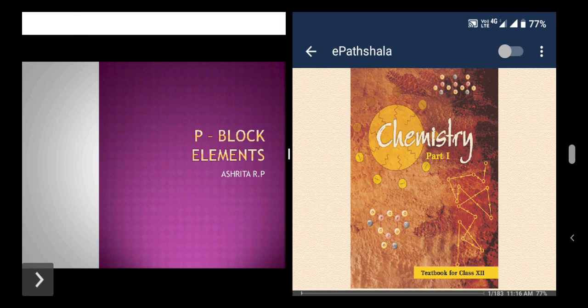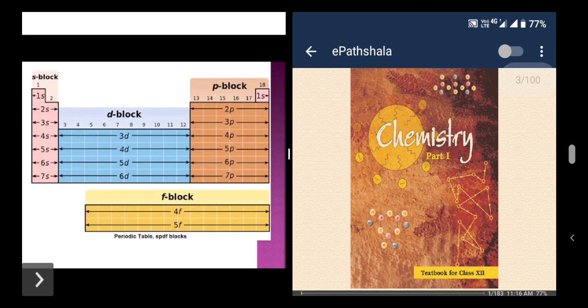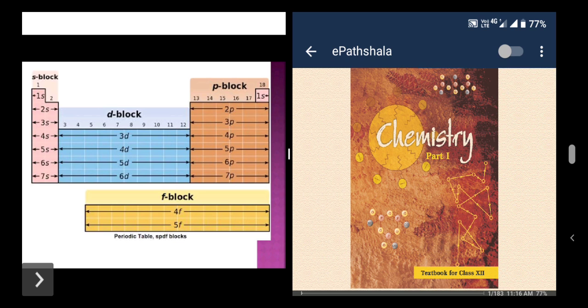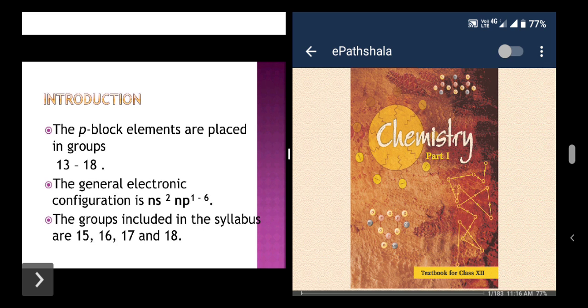P block elements in the periodic table consist of the last groups, where 6 groups are present. P6 we know very well. It starts from the 13th to the 18th group. So from 13th till 18th it is called P block elements. It consists of metals, non-metals and also metalloids. P block elements are placed in group 13 to 18, as I said.